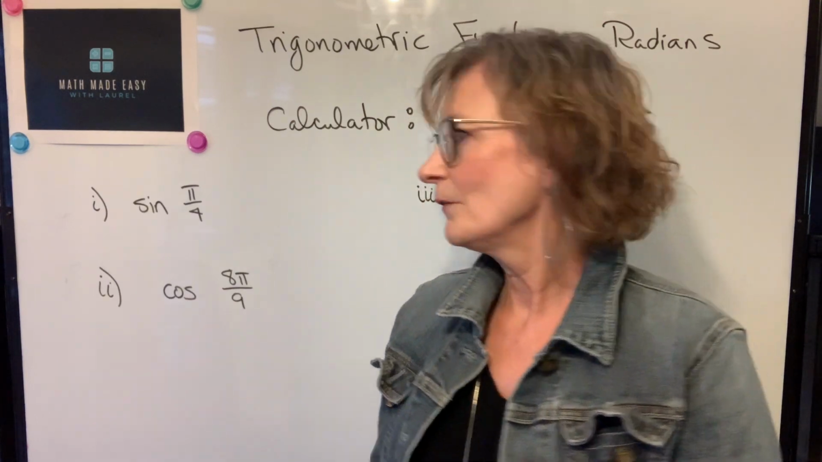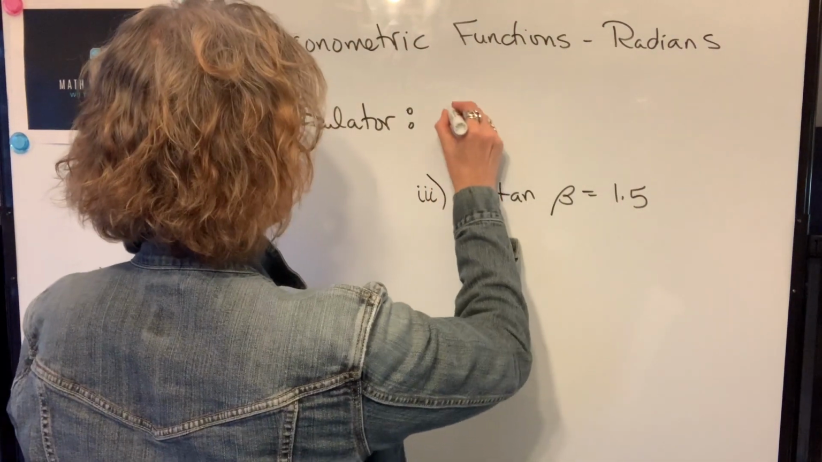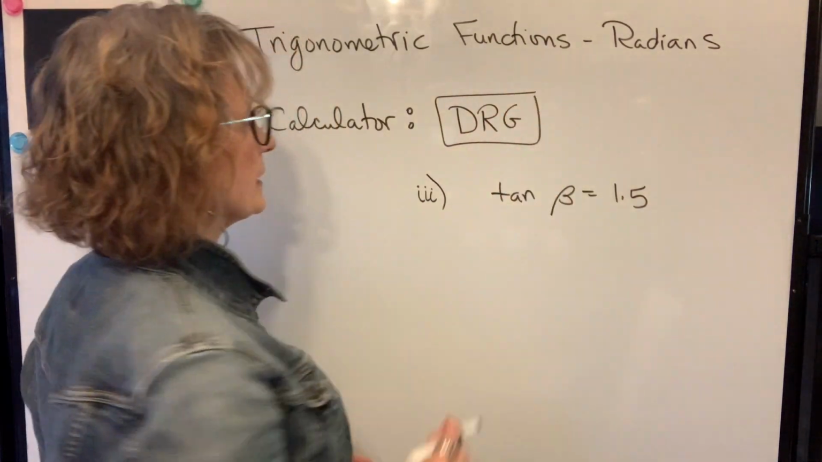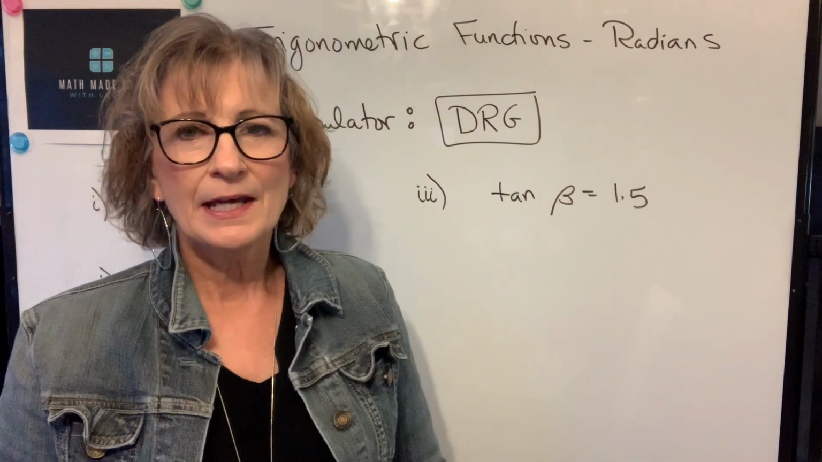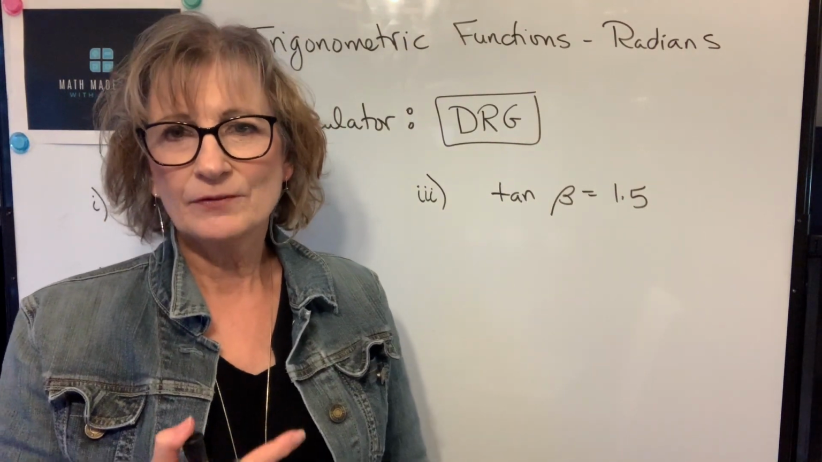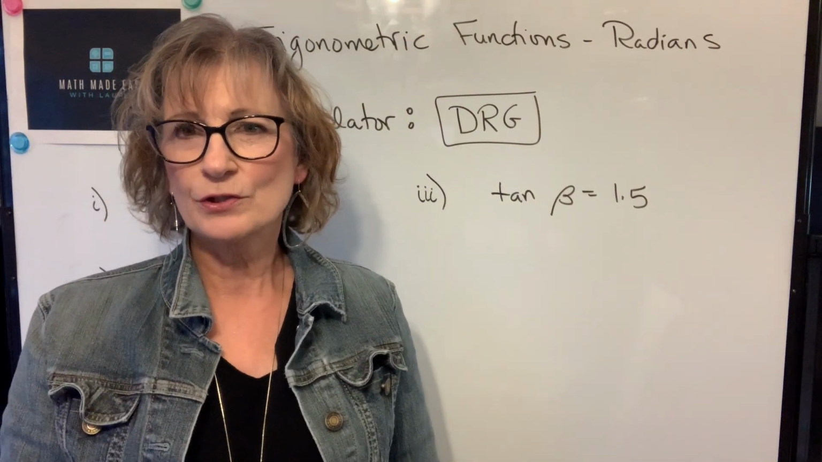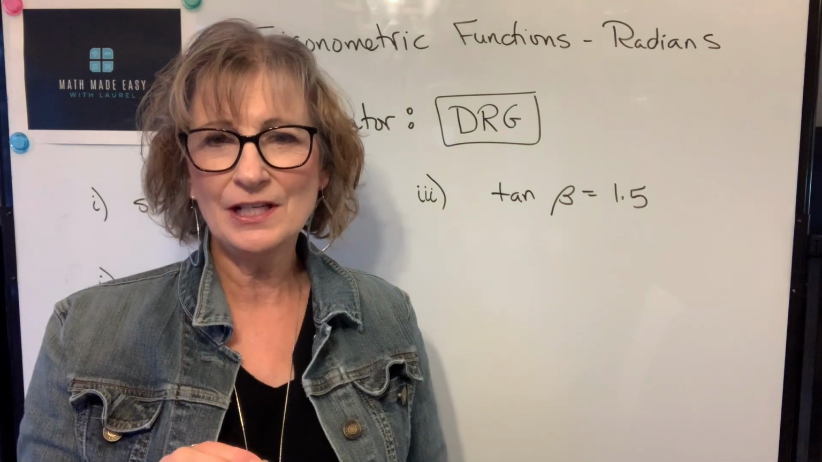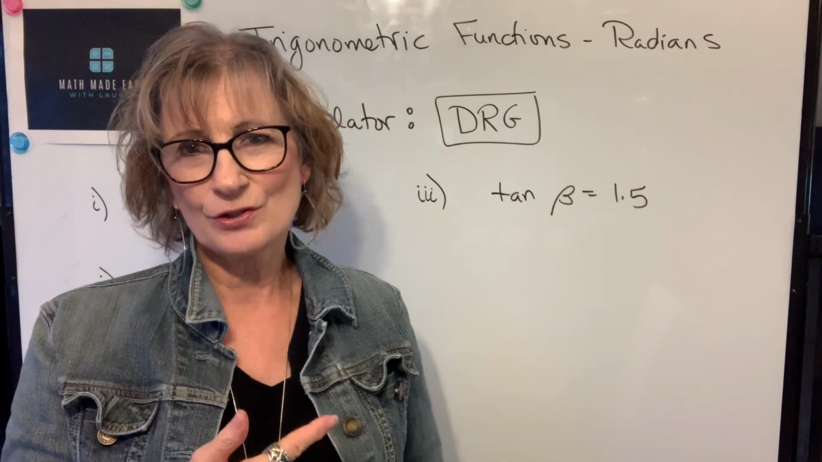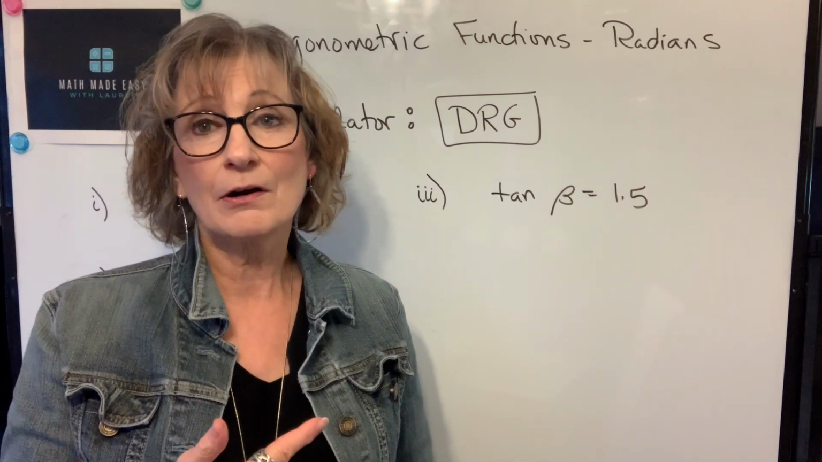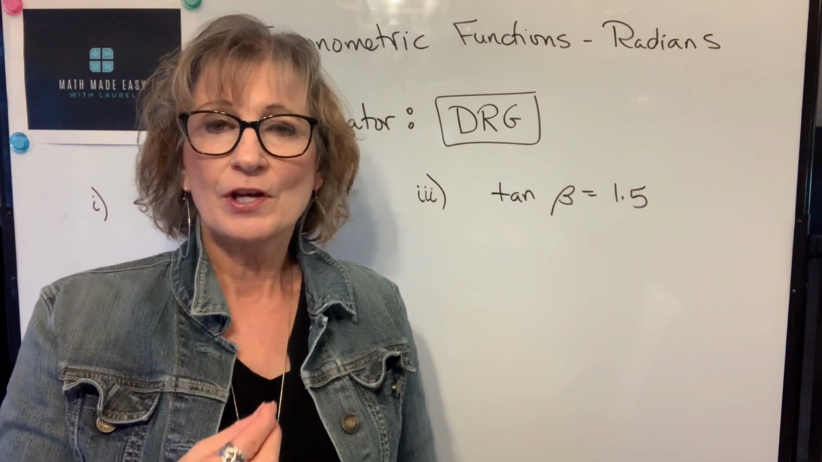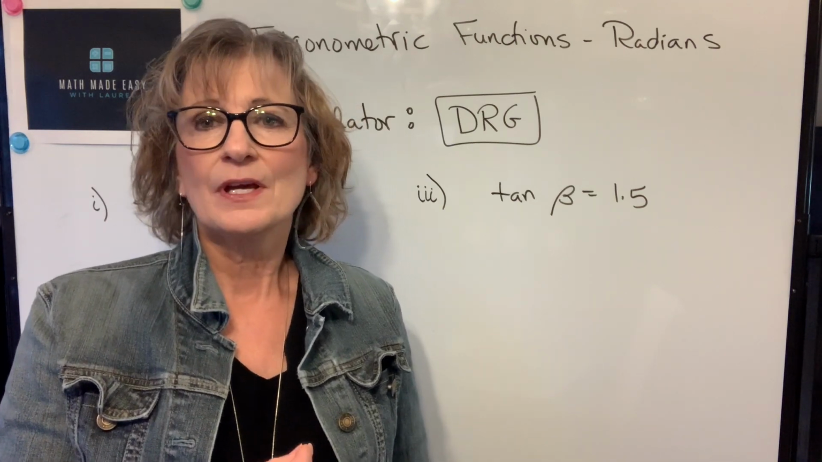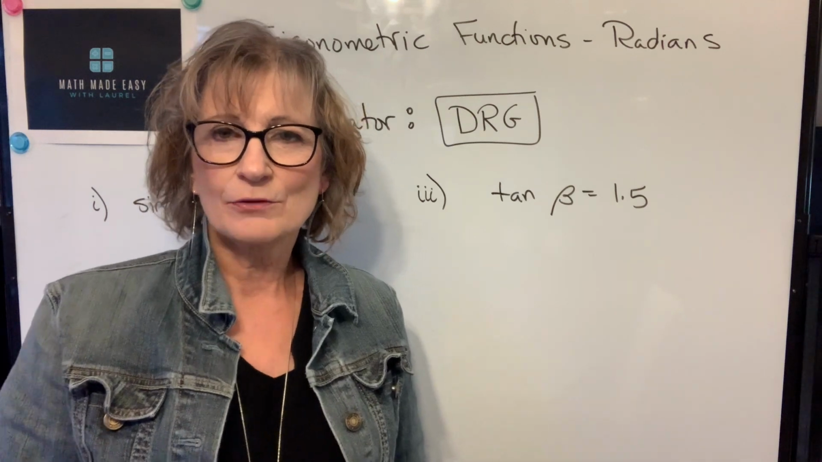Many of you will have a function that says DRG. You can play around with that if you do have it, and you'll see that when you're in degree mode, you will either have nothing on the display or a D or a DEG. When you press this button, it'll change to radians, which will show with an R or RAD. If you push it again, it'll go to gradients, which will be GRAD. Press it again and it'll go back to degrees.